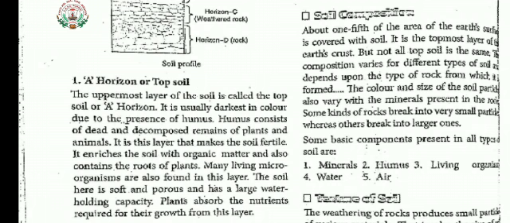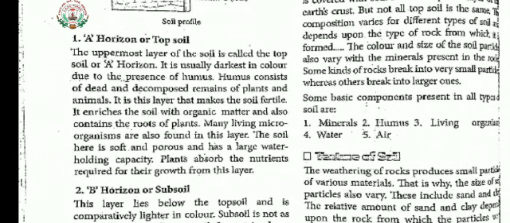It enriches the soil with organic matter and also contains the roots of plants. In this layer some of the plants are growing. Many living organisms are also found in this layer. The soil here is soft and porous in nature. Porous means soft pores are present in it, so that the roots can breathe, and it has a large water holding capacity. Plants absorb the nutrients required for growth from this layer.